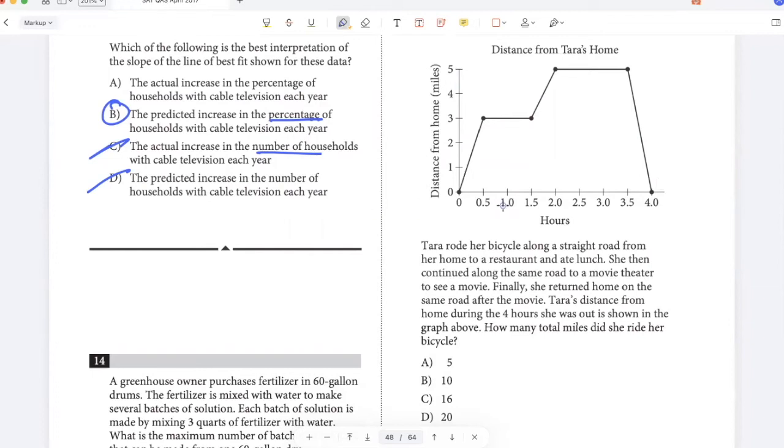Okay, so she went from home to restaurant, so that was 3 miles. And then from restaurant to movie, so that's 2 miles. And then she came back home. So it's 5 times 2, 10.